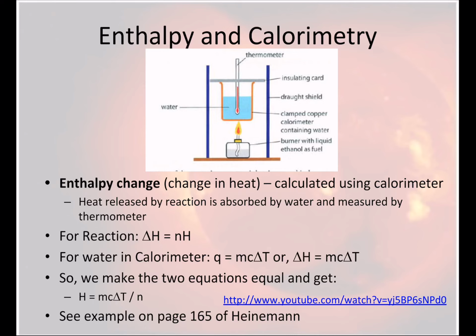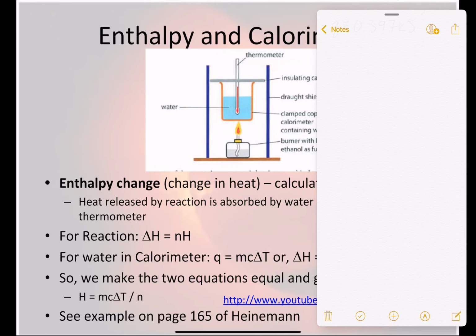And so for the reaction itself, we're going back to use that delta H is equal to nH. So delta H is equal to nH. And remember, this is the enthalpy of a reaction. And so for water in the calorimeter, the water's not going to go through a phase change, and we need to know what the energy input is, or the output if it's endothermic.